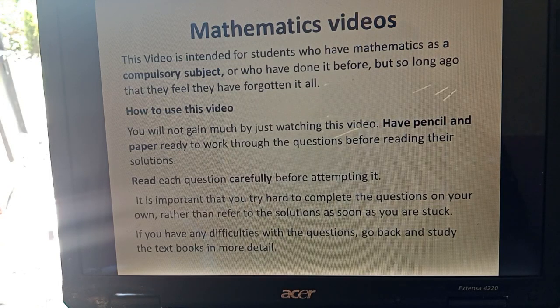So you are supposed to read each question carefully before attempting it. It is important that you try hard to complete the questions on your own rather than refer to the solutions as soon as you are stuck. If you have any difficulties with the questions, go back and study the textbooks in more detail. So don't just look at a question you are stuck on and then look at the answer and pretend that you have understood. You have to go back and read the textbooks. There will be a video on the reference books later. Okay.